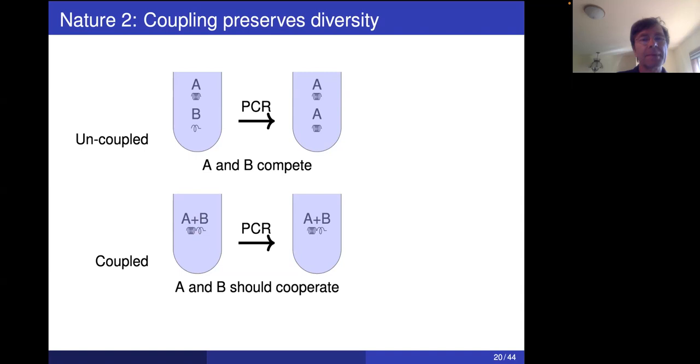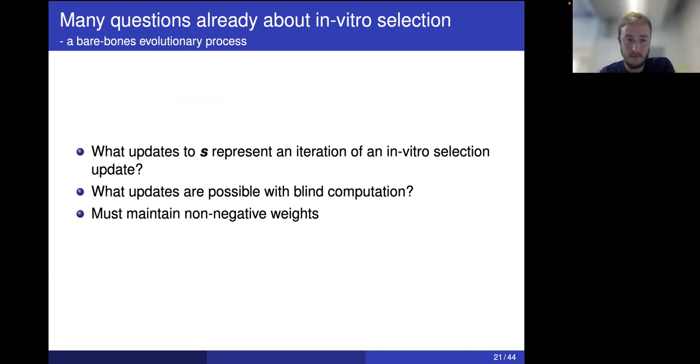Okay. So the general question is, I'm fascinated by the fact which updates are possible in the kitchen when you cook or in the brain and so forth. A lot of people have been thinking about that, but there's been some recent breakthroughs that will change everything, as I will hint at the end. So the question is, in particular in vitro selection, what updates are possible? What updates are possible with blind computation?